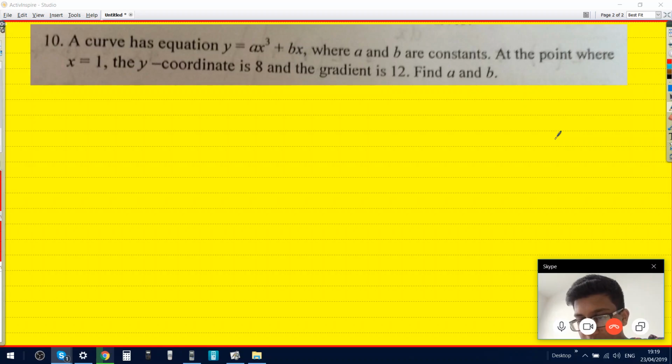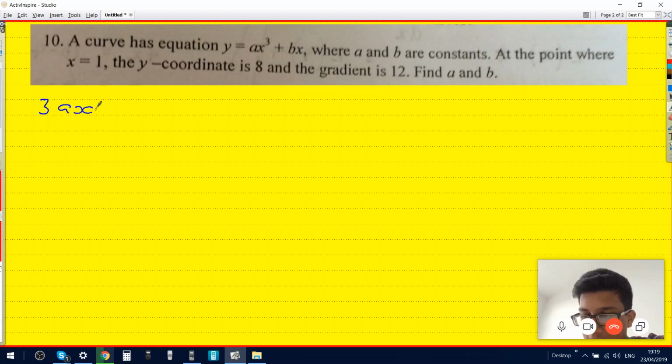So now we've got a y value, so we've got 1 and 8. That means that 8 equals 3a times 1 squared plus b. And we can work out a because m equals 12. So 3a times 1 squared equals 12, 3a equals 12, so a must equal 4.